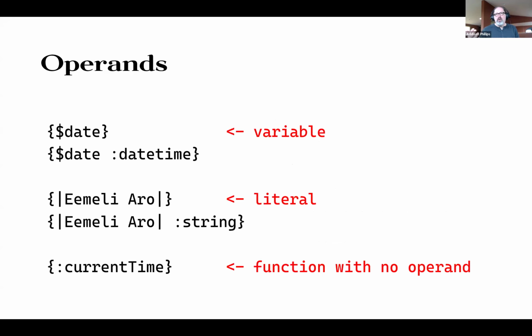I've mentioned variables as operands. You can also have literals, strings, basically, that you embed. So here's an example of a string literal with a person's name. Emily is one of the contributors to message format, and so there's her name, and you can format that as a string. You can also have functions that don't have any operand. They could just be straight up. We don't have any in the default registry, but you can imagine such a thing.